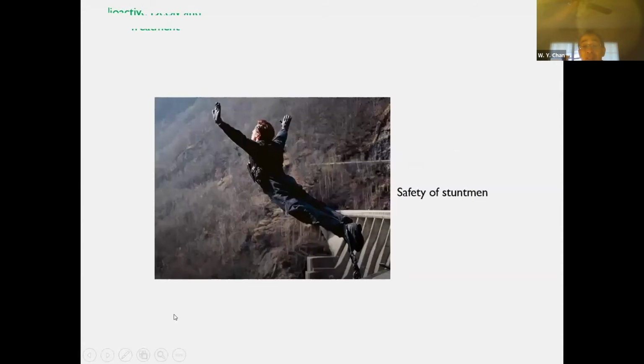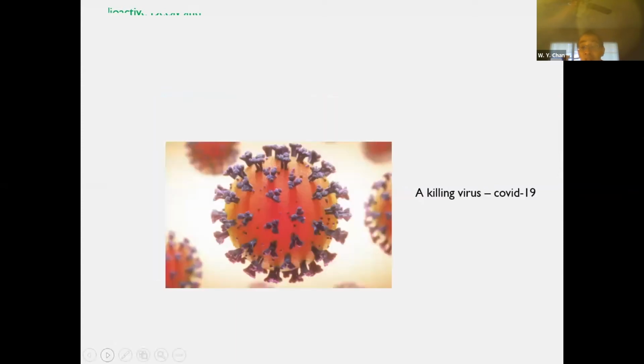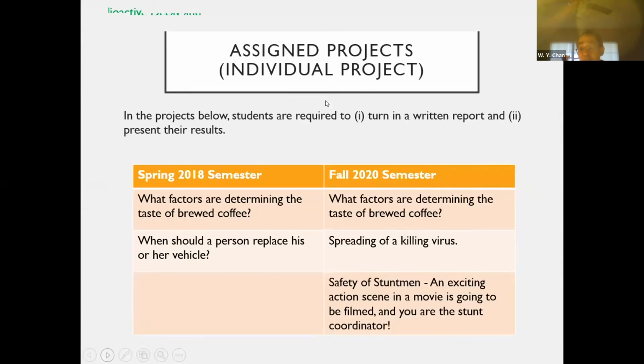And then the other one is about the safety of the stuntman. So far I have assigned this one to the class. In fact, this idea comes from the MCM competition questions. So far I only have one student who tried this challenge. And the other popular one is about COVID-19. The majority choose this model to figure out and investigate. So this is the comparison.